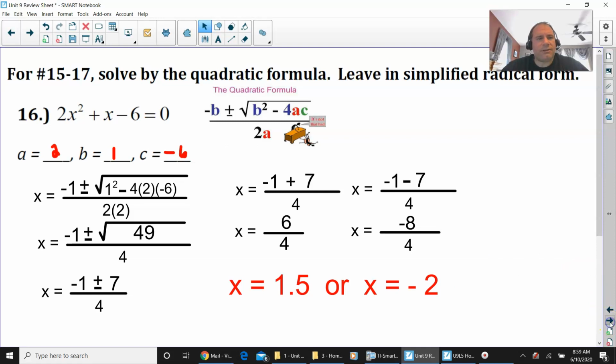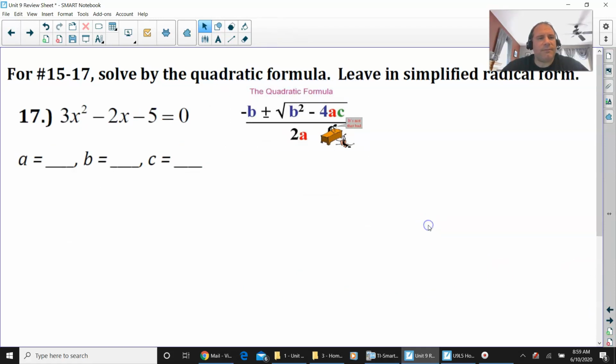One last question using the quadratic formula, and we have it here. So your A, just remember your A is the number before the x squared, the coefficient. The B is the negative 2, the coefficient before the x. And the C is your negative 5 without the variable. Go ahead, solve using the quadratic formula. Press pause now.